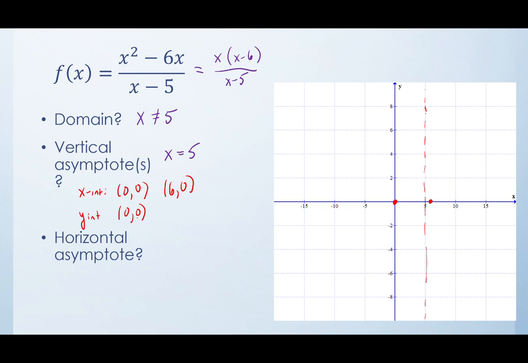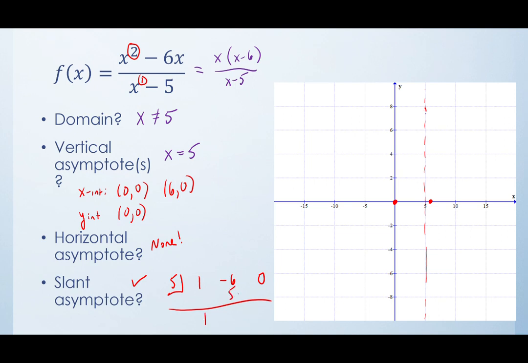Do we have a horizontal asymptote? We would say no, because the degree of the numerator is higher than the degree of the denominator, so none. But do we have a slant asymptote? Yes, we do, because 2 is 1 more than 1, right? So we're going to say, okay, great, we are going to do this division problem. We can do it with synthetic division. 1, minus 6, 0 placeholder for the constant. So 5, let's see, minus 1, doesn't matter. All right, so we've got the equation y equals x minus 1.